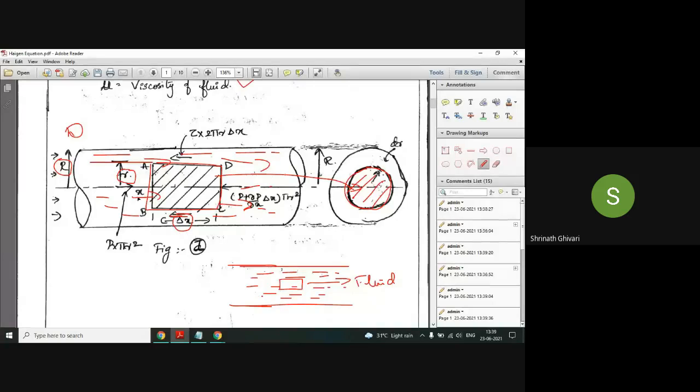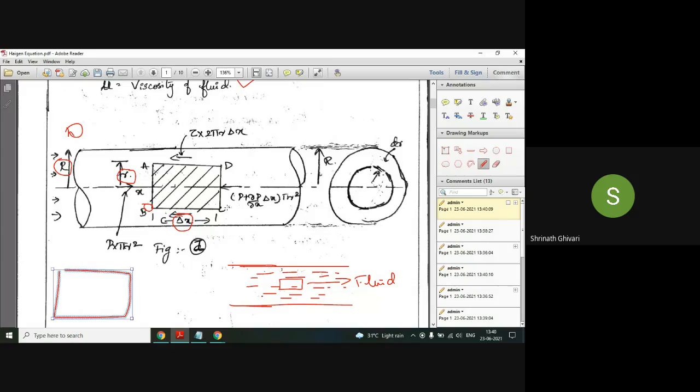Now the pressure acting on the face AB is P, and the pressure acting on face CD is P plus dou P by dou X into delta X. This we have seen while deriving Bernoulli's equation. Whenever the fluid moves, at this point the length will be 0, and at this point it will be delta X, because the length is delta X. So it has moved some distance delta X, and the pressure will also change.